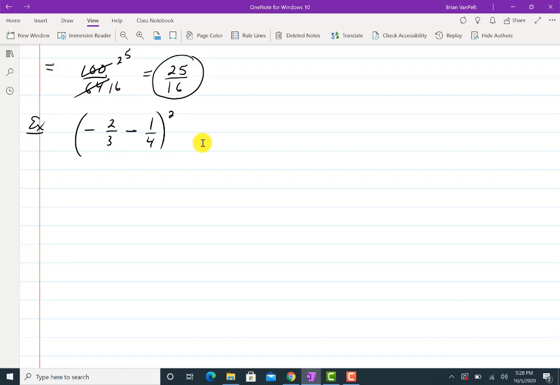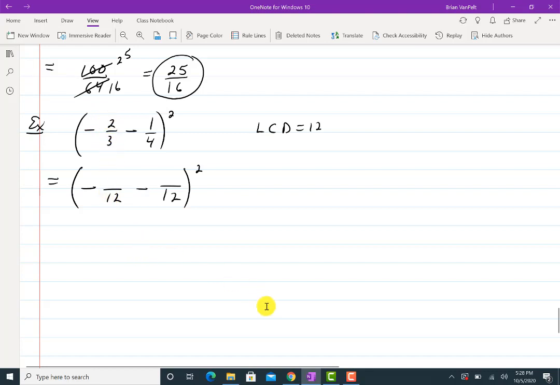Now this one here, I have to work the parentheses first. The LCD between 3 and 4 is equal to 12. So I'm going to change this to negative blank over 12 minus blank over 12. So until I get finished with the parentheses, I'm not going to square it. Let's see here. 3 times 4 is 12. 2 times 4 is 8. 4 times 3 is 12. 1 times 3 is 3.